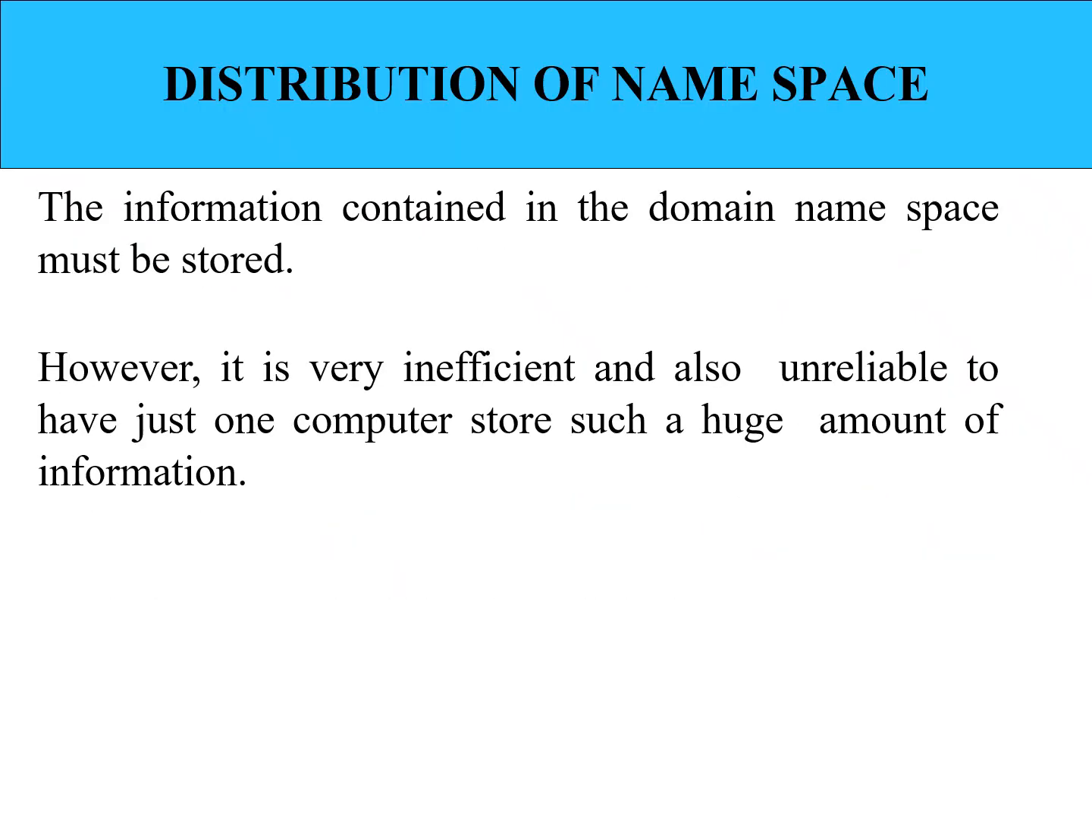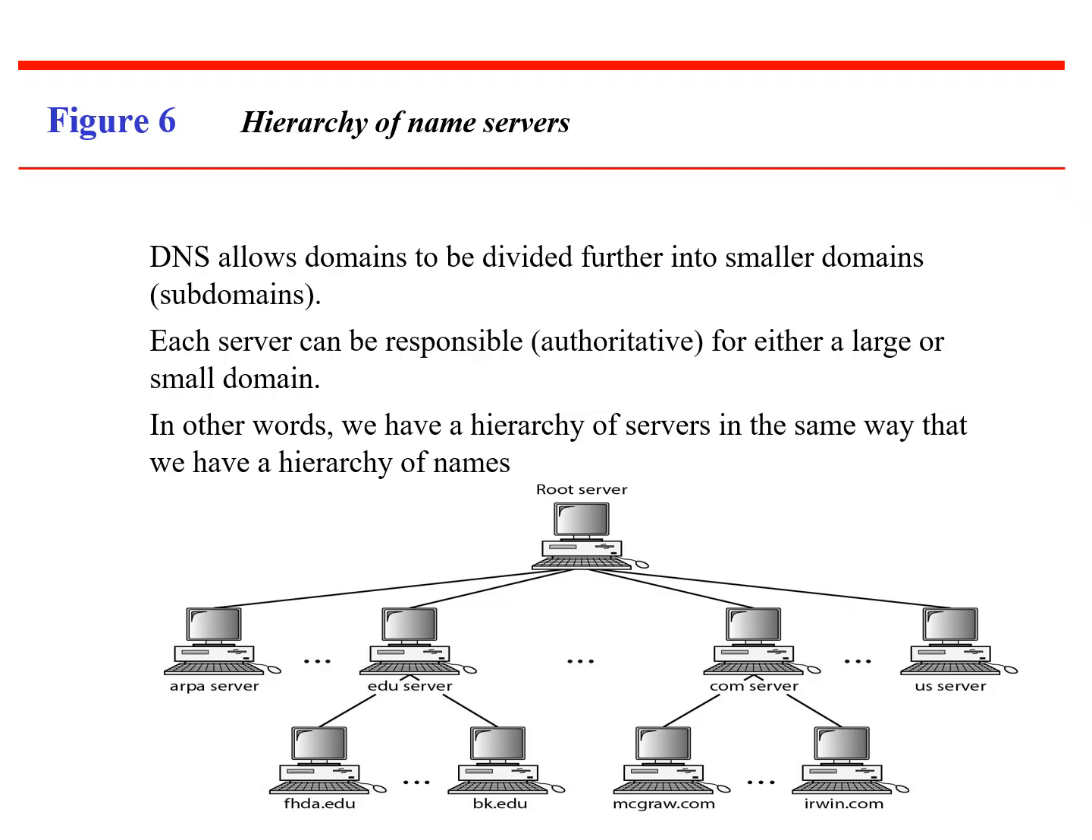The distribution of namespace. The information contained in the domain namespace must be stored. However, it is very inefficient and also unreliable to have just one computer store such a huge amount of information. So if you go for centralized storage, it is inefficient. That is what they are trying to say here. So DNS allows domains to be divided into smaller domains, which are called subdomains. Each server can be responsible or authoritative for either a large or a small domain. In other words, we have a hierarchy of servers in the same way that we have a hierarchy of names.